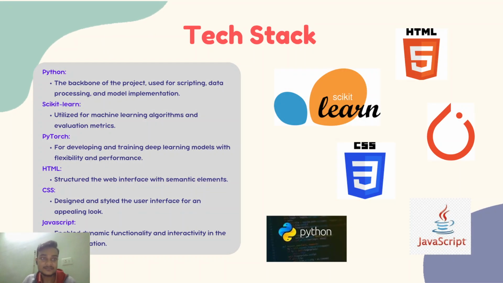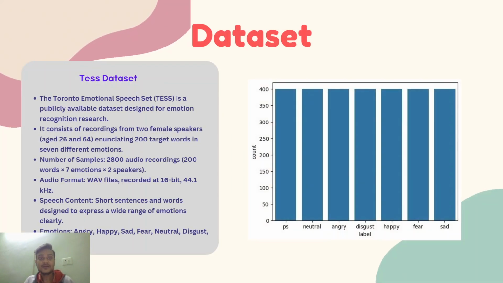The tech stack used in this project is these languages: Python for developing the deep learning model, along with Scikit-learn and PyTorch, and HTML, CSS, and JavaScript for the web page. Dataset. We have used the Toronto Emotional Speech Set dataset for training our model. It consists of over 2,800 files, which are spoken by two speakers and has seven emotions. These emotions are angry, happy, sad, fear, neutral, disgust, and pleasant surprise.